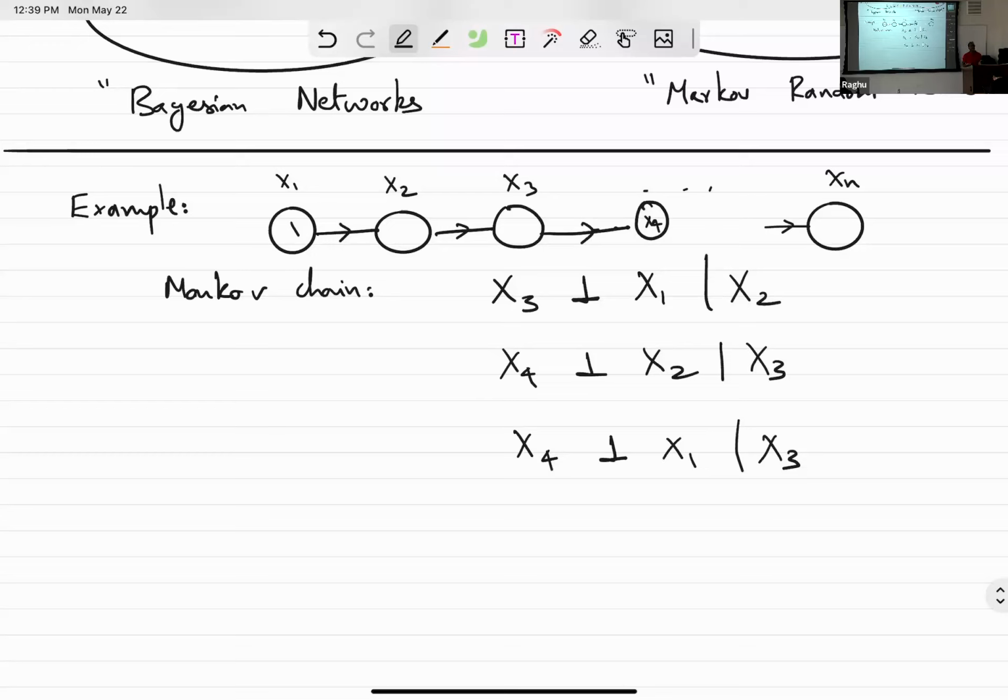And Bayesian networks are basically a generalization. You can imagine maybe your distribution is not as nicely time ordered like this. Maybe there are different things which are coming together and then cause something. Okay.